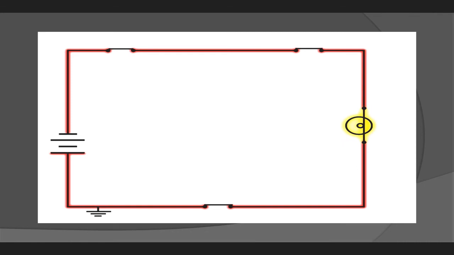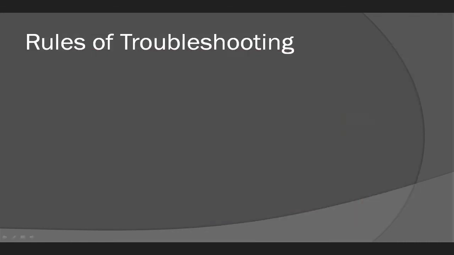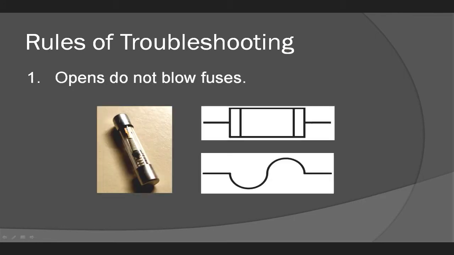Before we dive into the circuit though, let's take a look at a few rules for finding opens. First, opens do not blow fuses. Fuses blow because of a high current condition. If a circuit is open, however, the current through that circuit will be 0. So if your initial condition is a blown fuse, then you are looking for a short and not an open.